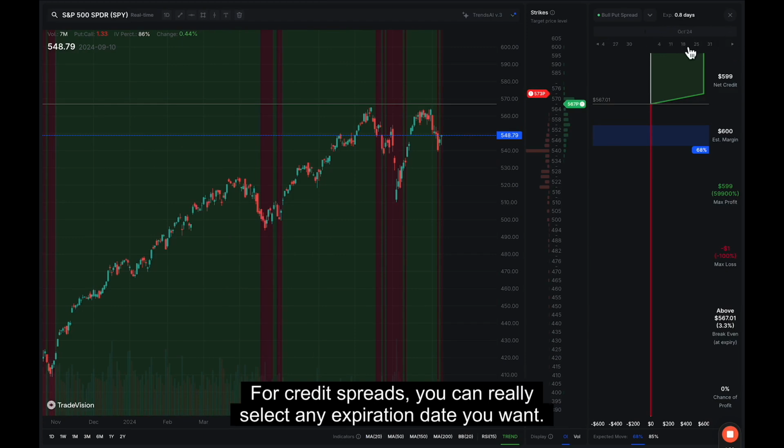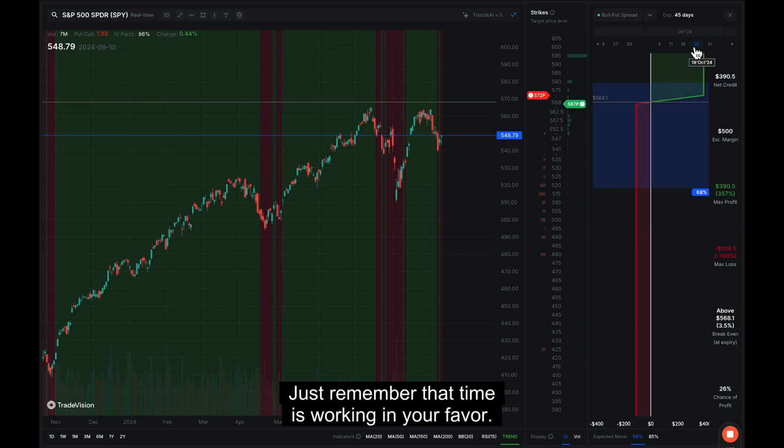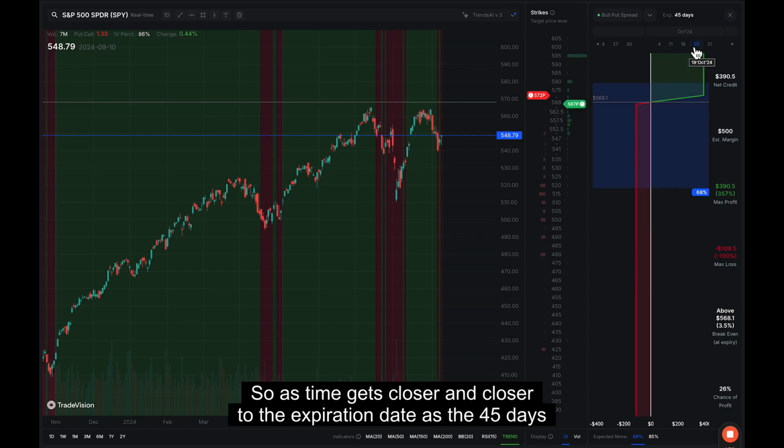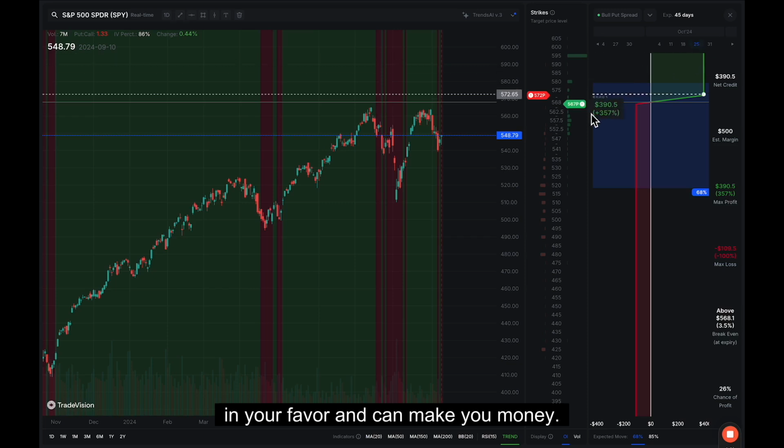For credit spreads, you can really select any expiration date you want. Time decay is working for you. Just remember that. Time is working in your favor. So as time gets closer and closer to the expiration date, as the 45 days gets closer and closer, as October 25th approaches, time is working in your favor and can make you money.